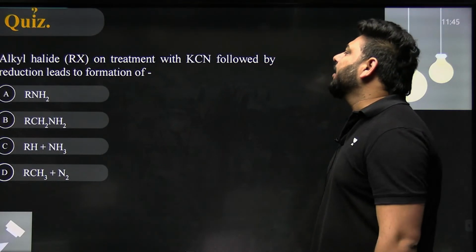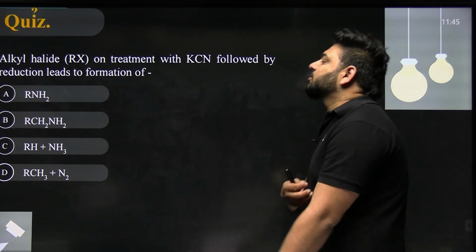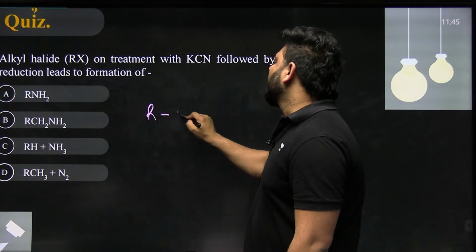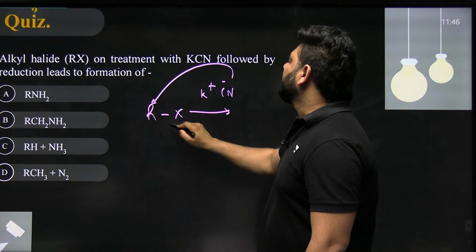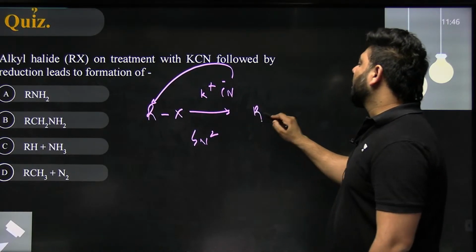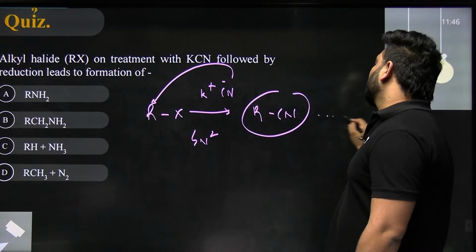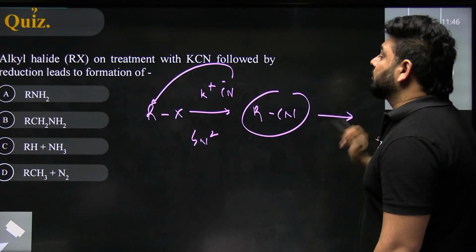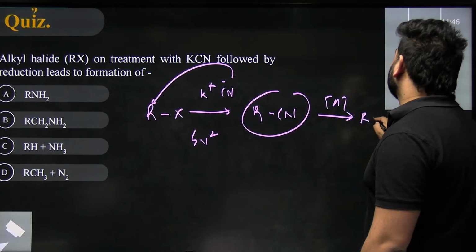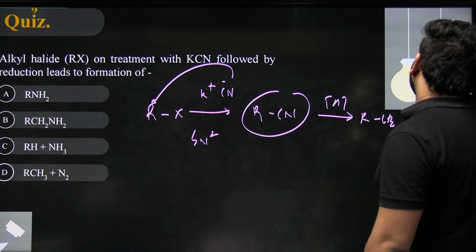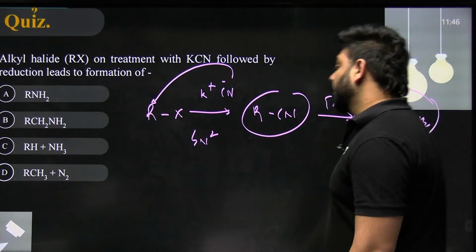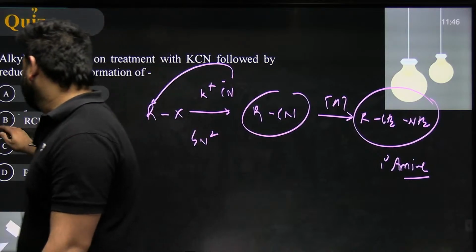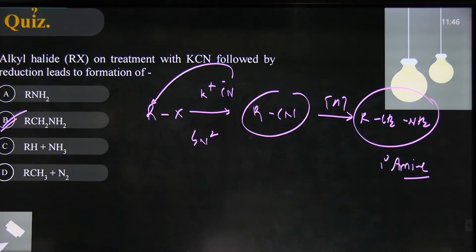Alkyl halide RX on treatment with KCN followed by reduction. So first of all we have RX with K+ and CN-, which attacks by SN2 and gives RCN, and then upon reduction it gives RCH2NH2. So this is a primary amine with one extra carbon atom. B is the correct answer.